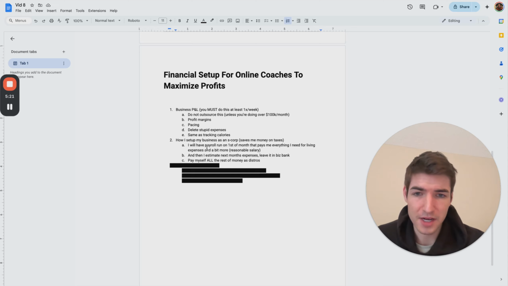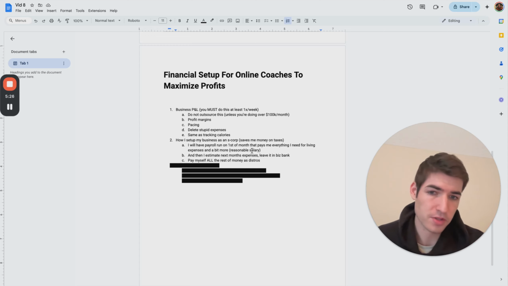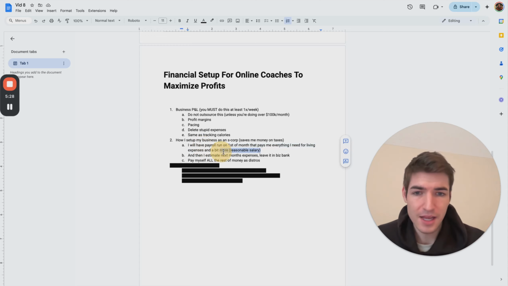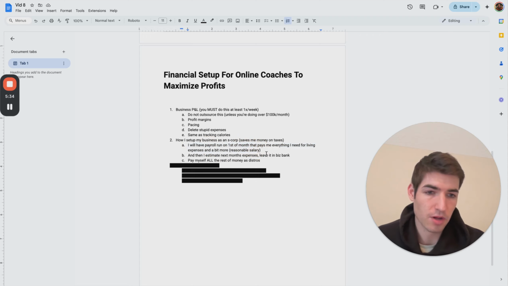Basically, how I've set it up with this S corp: I have payroll run on the first of the month that pays me everything I need for living expenses, a little bit more. So this is like a reasonable salary. Again, it's okay if you don't know what that means. And then I estimate next month's expenses. I'll see, okay, I'm going to be allocating this much to ads, I have to pay my team this much, I have this much in software, and I'll leave that in the business bank account. And then everything else, I'm going to pay out through distributions.